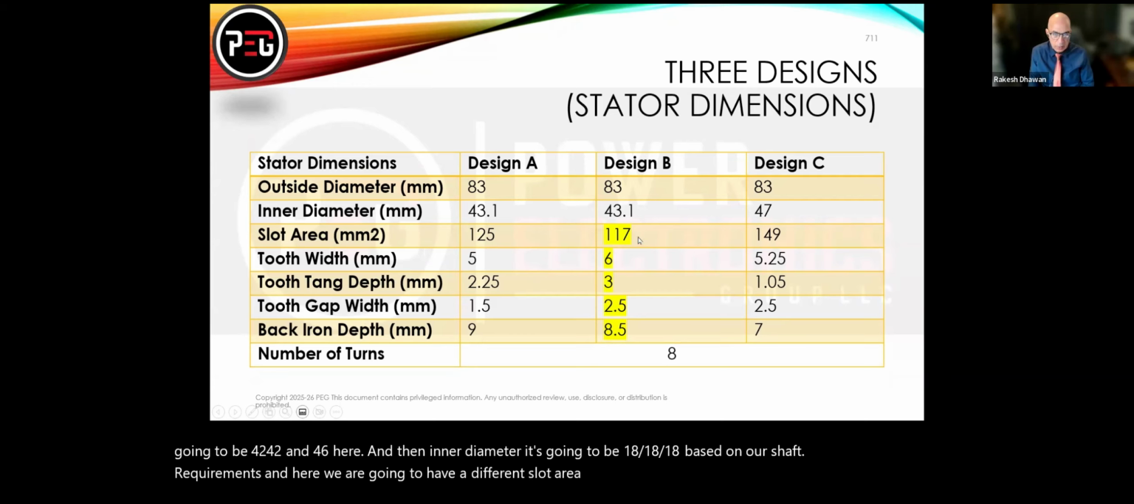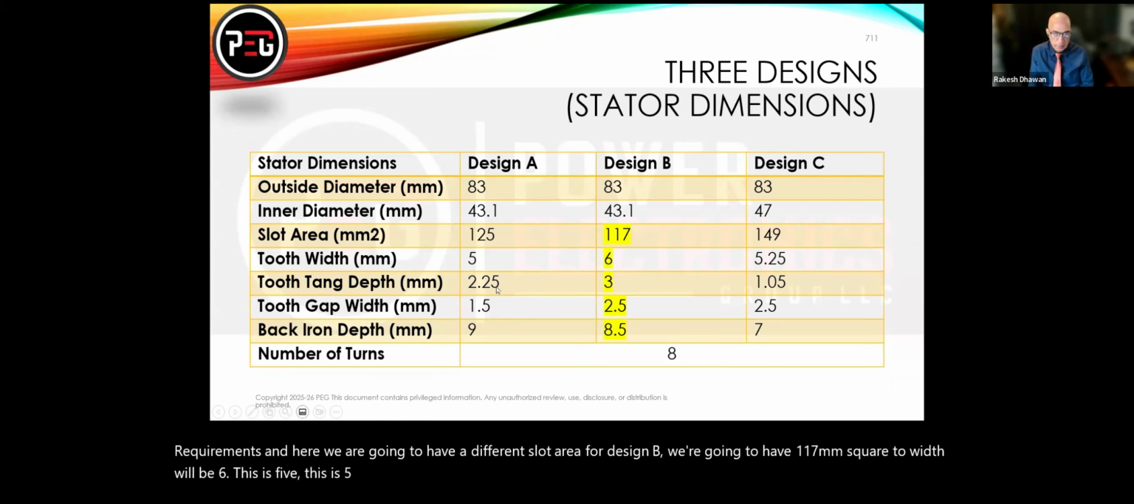For design B, we're going to have 117 millimeter squared, 236. This is 5. This is 5.25. This is the tooth thing, the 2.25, 3, 1.05.